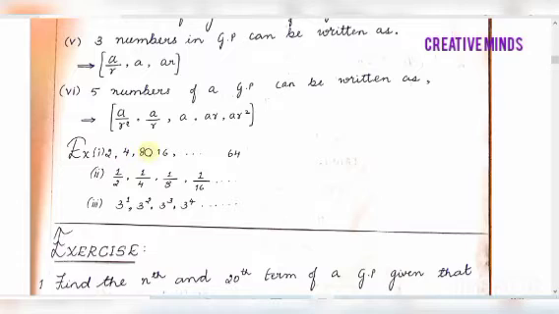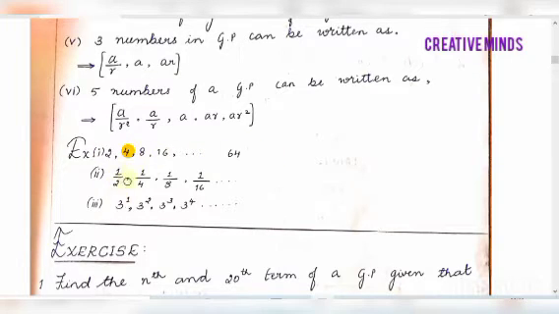2, 4, 8, 16 up to 64. The ratio between any two terms: 4 by 2 is 2, and A3 by A2 is also 2. A4 by A3 is also 2. So the ratio is 2, which is constant, so this is a GP.